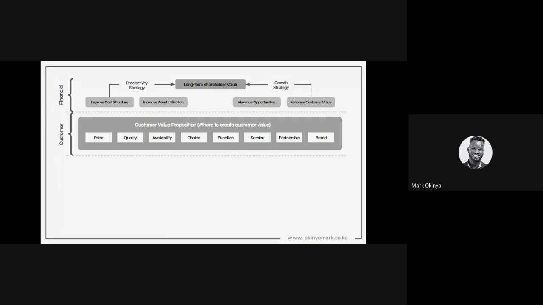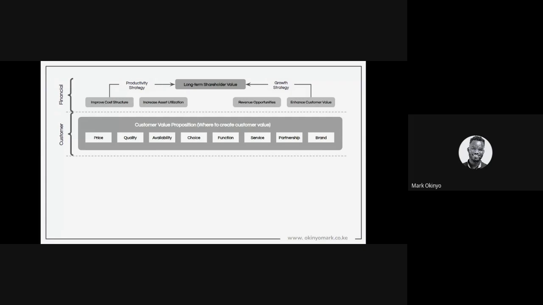Like we've already identified so far, customers make purchase decisions based on different value elements. Some people value price more than others. Some people value quality. Some people value availability, choice, functionality, and utility. The level of service that you're getting could also be a factor. And then partnership.